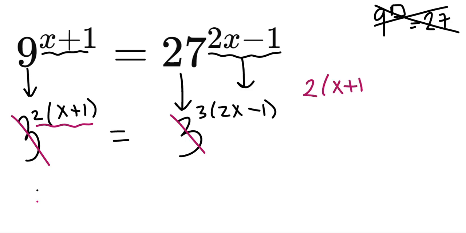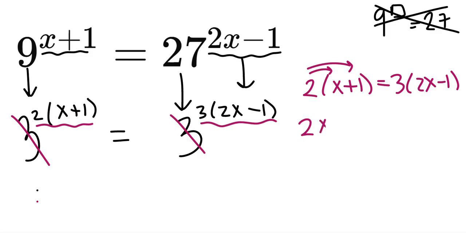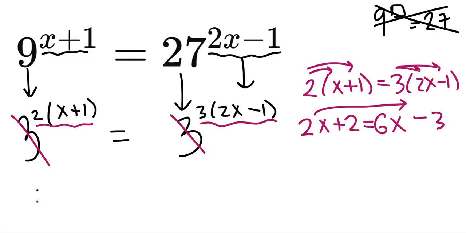2x plus 1 is equal to 2x minus 1. All right, expand the brackets here. 2x plus 2 on the right side. 3 times 2x will be 6x minus 3. Now we move 2x to the right side, negative 3 to the left side.